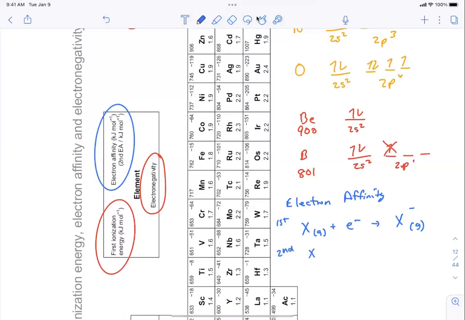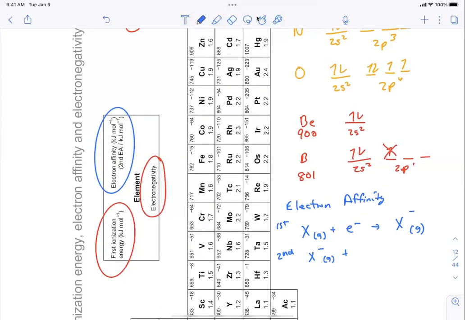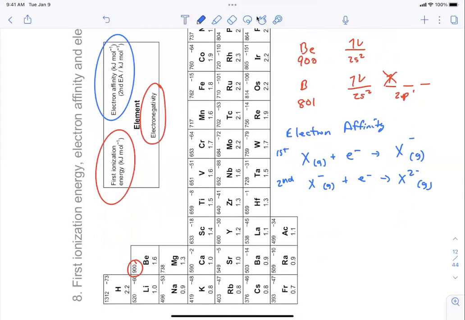Second would be then that same ion gaining another electron to form the 2- ion. And you would see this mostly in the Born-Haber cycle, because you would use this as part of the process to complete the Born-Haber cycle as electron affinity. Same with first ionization energy as well. You would need that for a Born-Haber cycle as well.